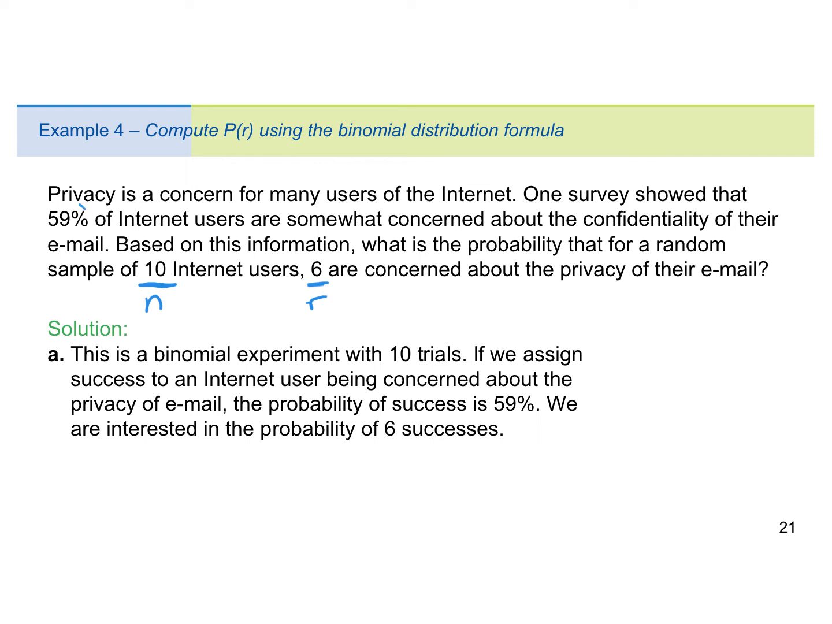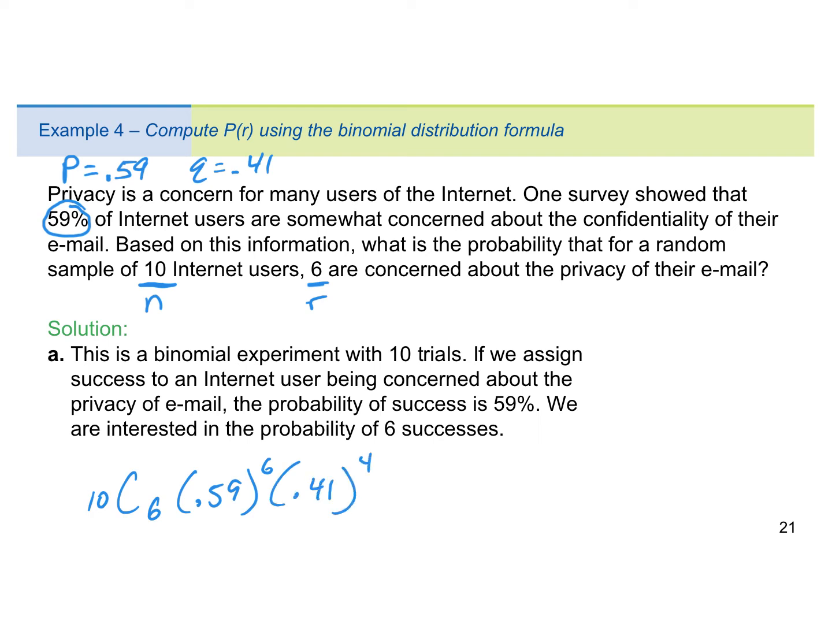If I interview 10 people, are 6 going to say, I'm worried about my email? Well, here we go. The 59% is your success. That is your P, which we're going to write as 0.59. Remember, probabilities are numbers between 0 and 1. That means Q is 1 minus 0.59, which is 0.41. Putting those 4 pieces of information with our formula, it is going to be 10C6, 0.59 to the power of 6, 0.41 to the power of 4.